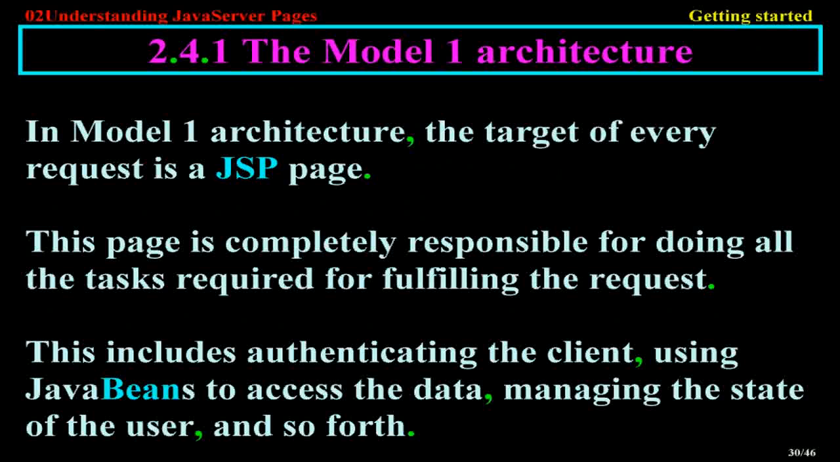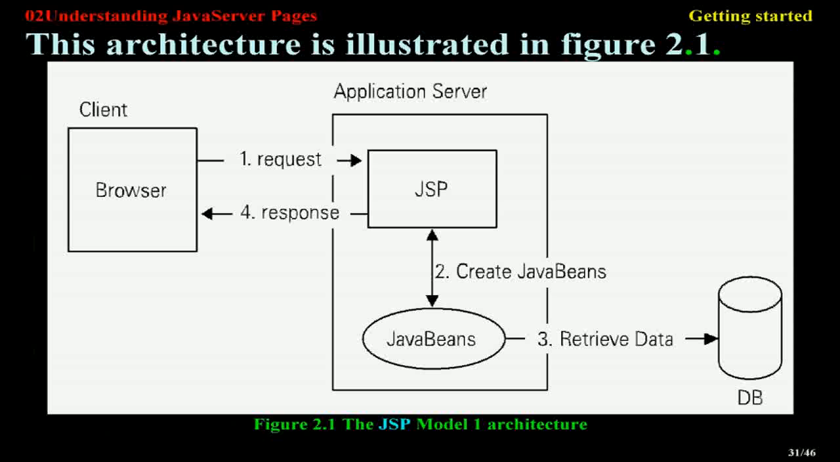2.4.1 The Model 1 architecture. In Model 1 architecture, the target of every request is a JSP page. This page is completely responsible for doing all the tasks required for fulfilling the request. This includes authenticating the client, using JavaBeans to access the data, managing the state of the user, and so forth. This architecture is illustrated in Figure 2.1. Figure 2.1. The JSP Model 1 architecture.